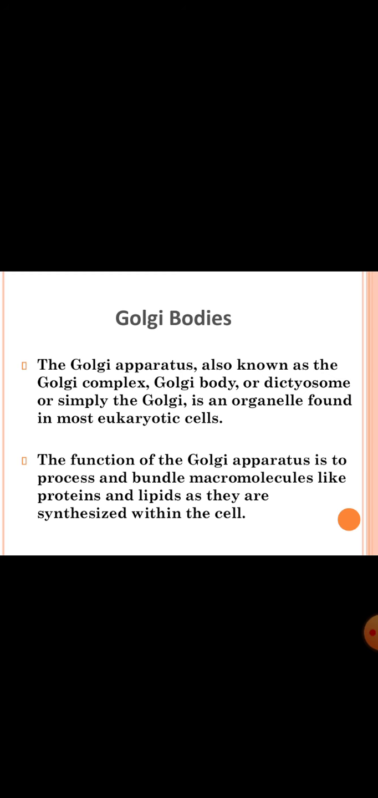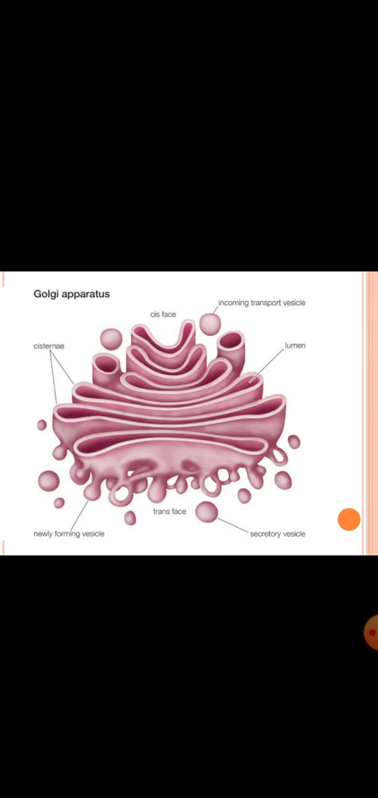Clear? It produces and stores cell secretions such as mucus, enzymes, and hormones, and is involved in formation of lysosomes and formation of the cell plate during cell division in plant cells. Here is the structure of Golgi complex in which two phases are involved: cis phase and trans phase. There are many cisternae present to which newly formed vesicles are attached, and these vesicles, when detached from the Golgi apparatus, contain the secretory material of the cell.